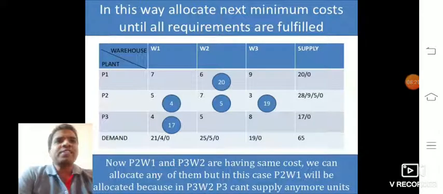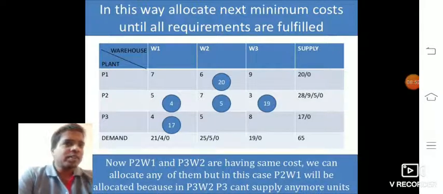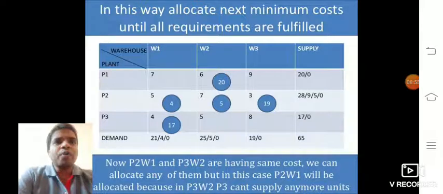Now for that cell, see the supply, how much is it? Sorry, for that cell the supply is 20 and demand is 25. Now which one is the minimum? The supply is minimum, 20, so we can allocate 20 to the P1 W2 cell, so that the supply is fulfilled, so delete the P1 row, and in the demand column among 25 we have allocated 20 and it is left with 5.